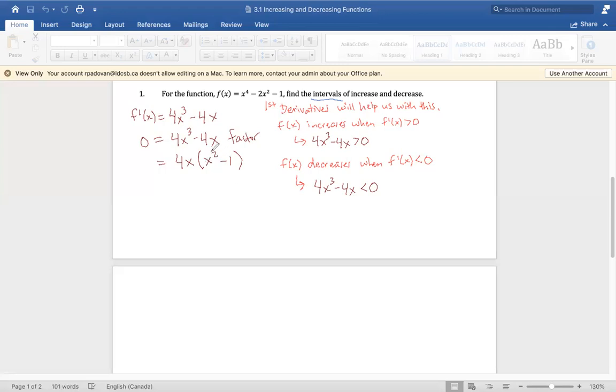If you notice, this is a perfect square, and this is a perfect square with a subtraction sign in between them. So this is a difference of squares. So I could go farther. 0 would be equal to 4x, and then the square root of x squared is x. The square root of 1 is 1. And you have 1 as a negative and 1 as a positive sign. So there's my factored form.